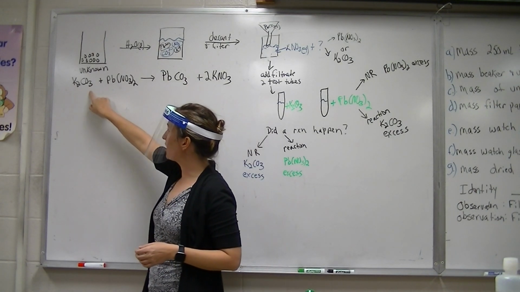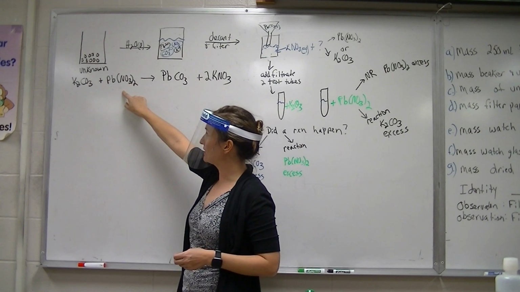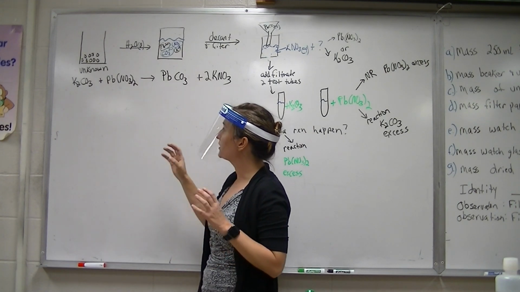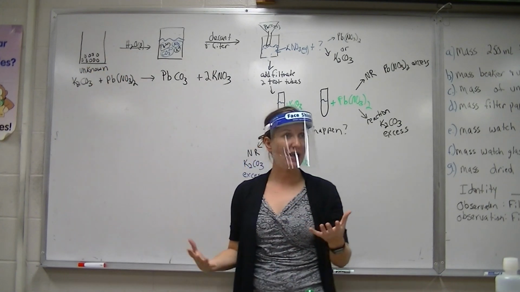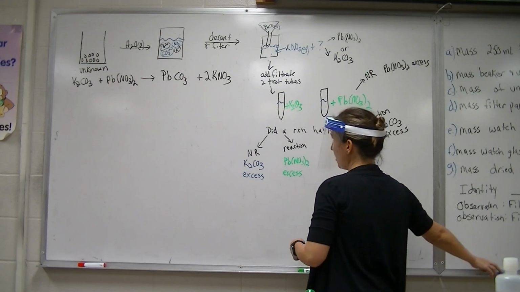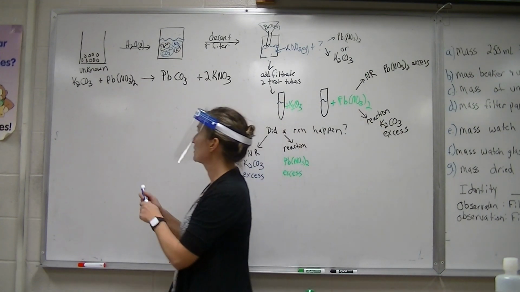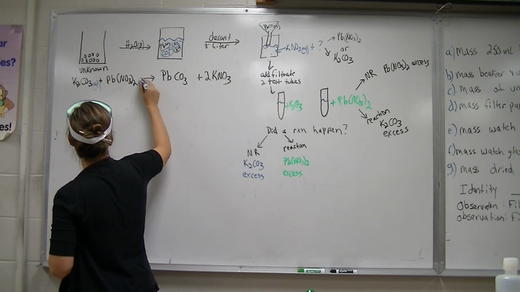So what's in that solid mixture? It is potassium carbonate, K2CO3, and then lead(II) nitrate. Okay, so we're going to add water to that solid. When we add water to that solid, instead of being solids, they're going to dissolve. So I'm going to put little (aq)s by them because they are now aqueous.